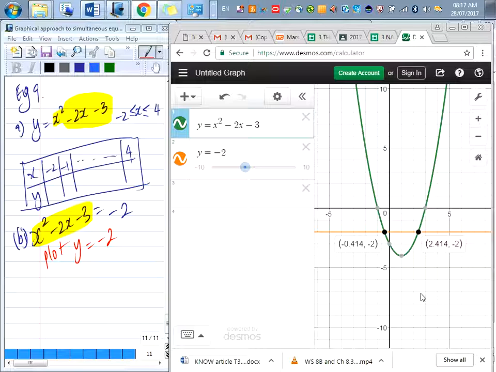Okay? And at the bottom of page 106, the graph that is shown is the same one that I have on the screen. They plotted y equals to negative 2, they found the x coordinates of where they intercepted. So meaning x equals to negative 0.4 as well as x equals to 2.4.